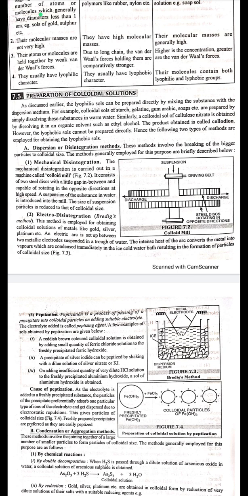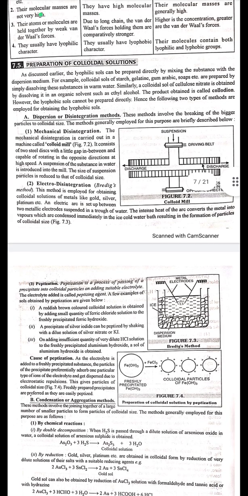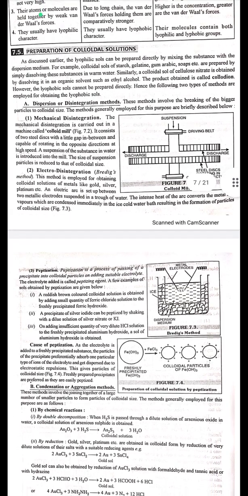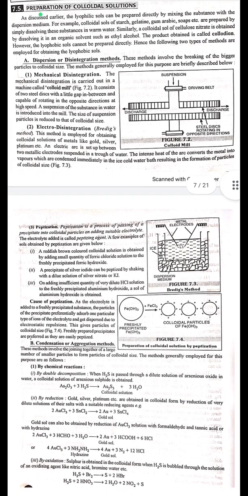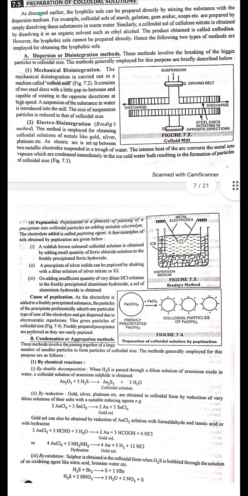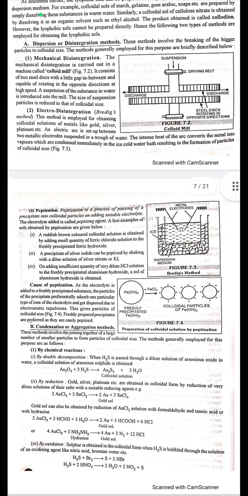Electro disintegration. This method is employed for obtaining colloidal solutions of metals like silver, gold, platinum, etc. An electric arc is set up between two metallic electrodes suspended in a trough of water. The intense heat of the arc converts the metal into vapors which are condensed immediately in the ice cold water bath, resulting in the formation of particles of colloidal size.